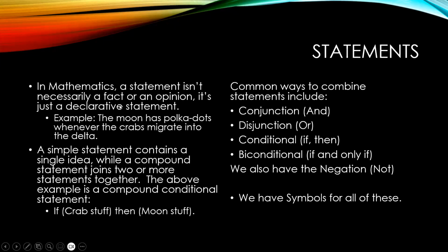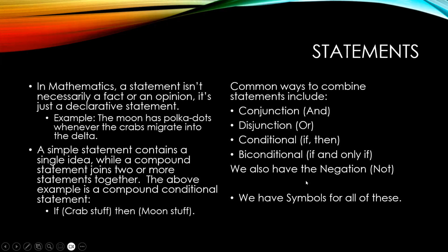There are multiple ways that we're able to combine these types of statements. Four of the big ones are listed here. And so there is the conjunction, which is and. There is a disjunction, which is or. There's the conditional, which is an if-then, or sometimes just an if. And then there's the biconditional, which is if and only if. This is basically a condition going both ways.